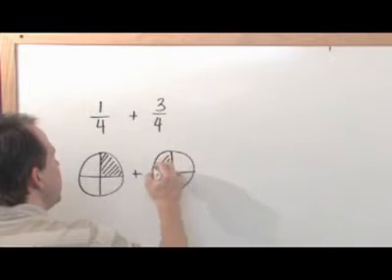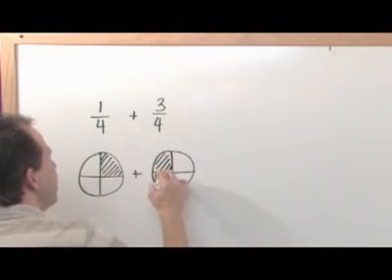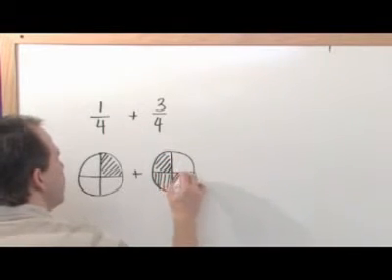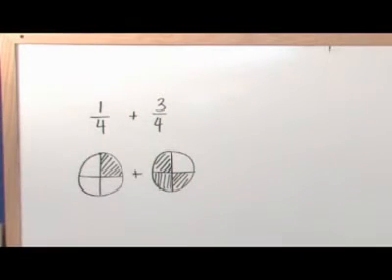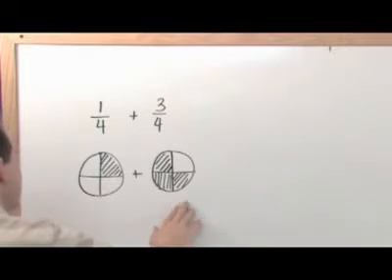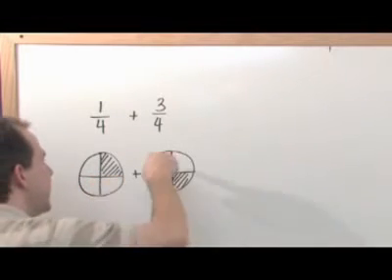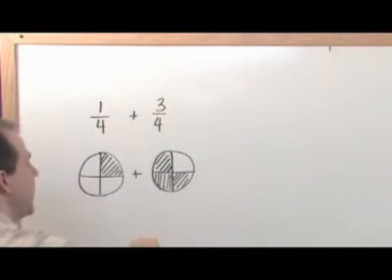So I have this piece, that's one piece, I have this piece here, and I have this piece here. So I have 3 pieces over here. So I think you can see by pictures that if I have 1/4 of a pie and I add it to 3/4 of a pie, I'm going to have 1 pie total, okay?